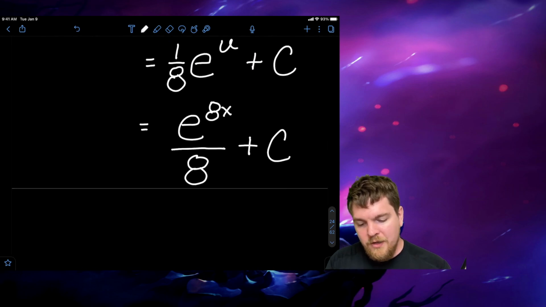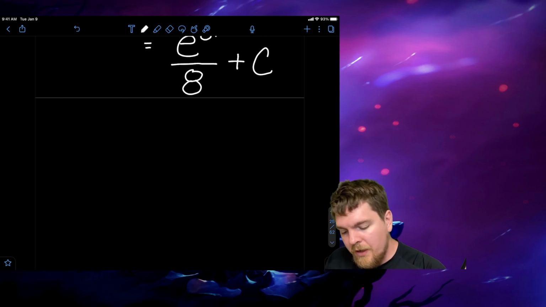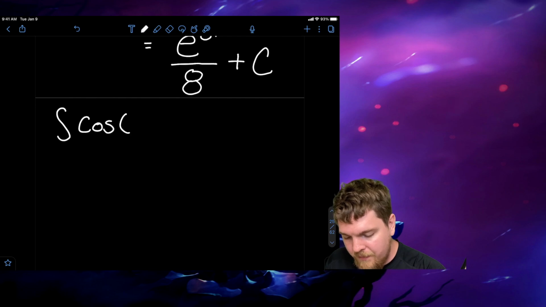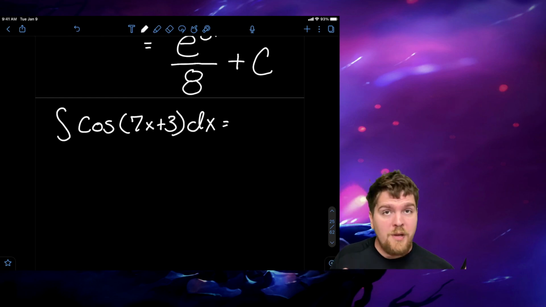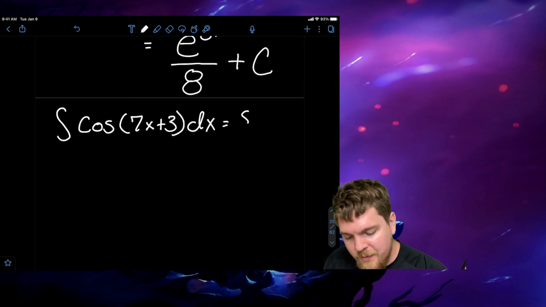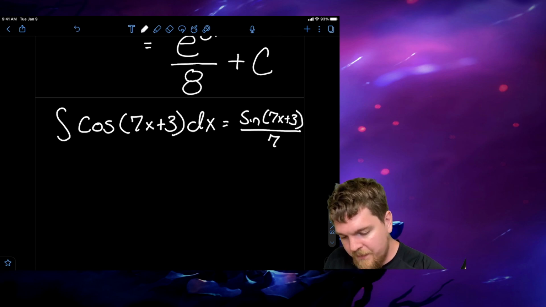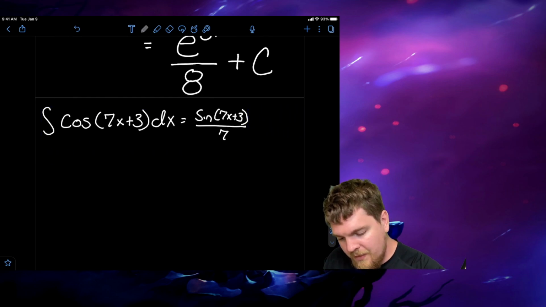And now we're actually at a point where we could do a lot of these pretty quickly in our head. So for instance, say we were in the middle of working through a problem and we saw something that looked like the integral of, let's say, cosine of 7x plus 3 dx. This is something that we should be able to look at and say, oh, the antiderivative of cosine of 7x plus 3 is going to be sine of 7x plus 3 divided by 7 plus c. Let me shrink this down a little bit, and we'll include the plus c.